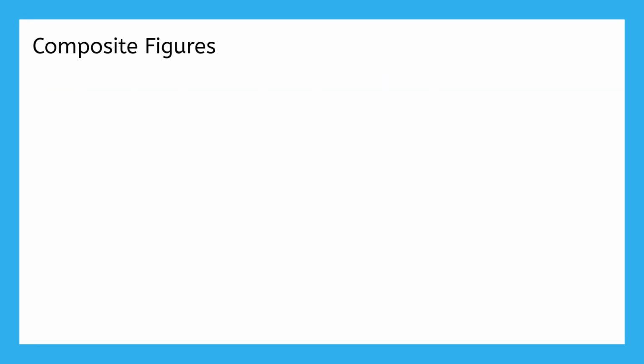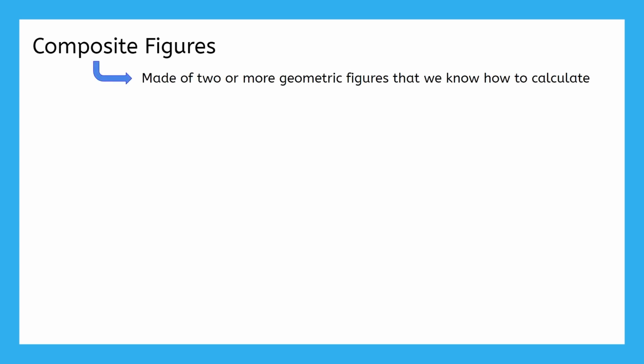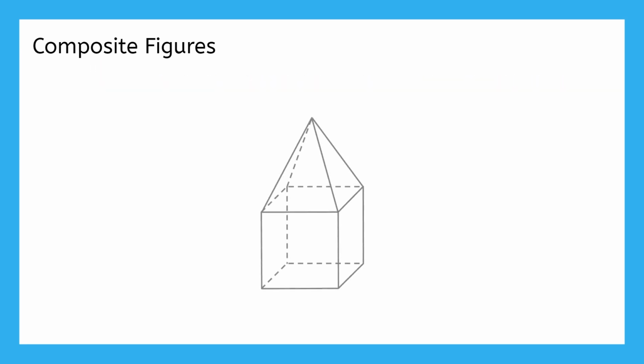So, what are composite figures? They're figures made of two or more easier figures that we already know how to calculate. Since volume represents space inside a figure, we can calculate the volume of each 3D shape that we know how to, and then add them together. For example, how can we calculate the volume of this?